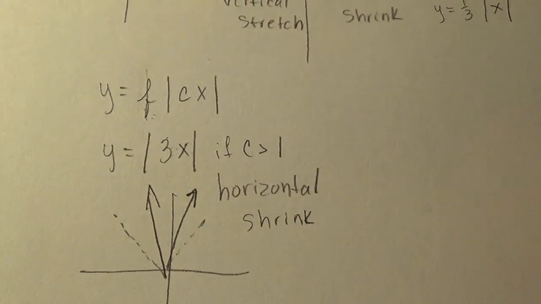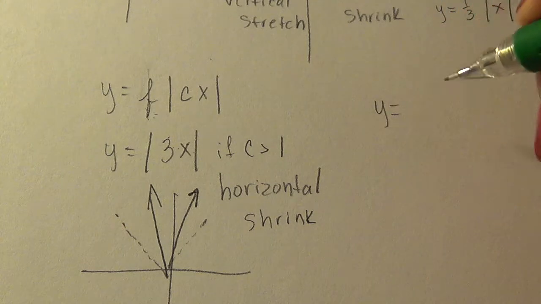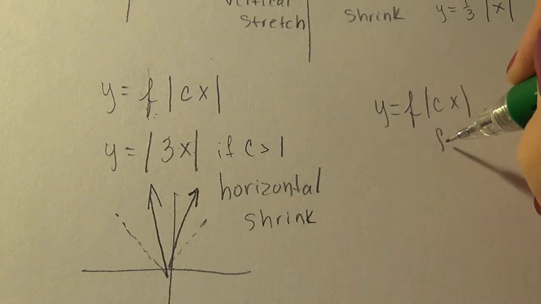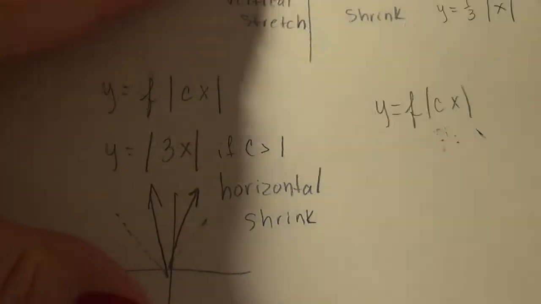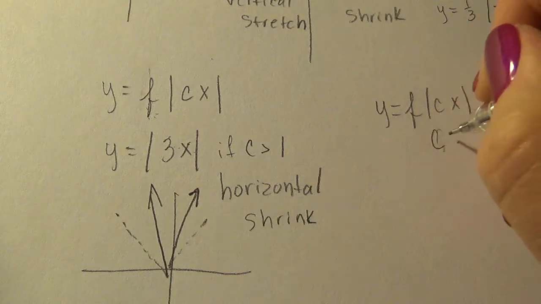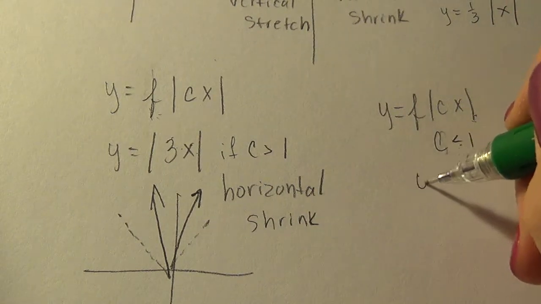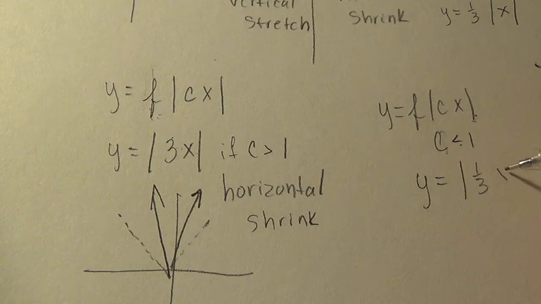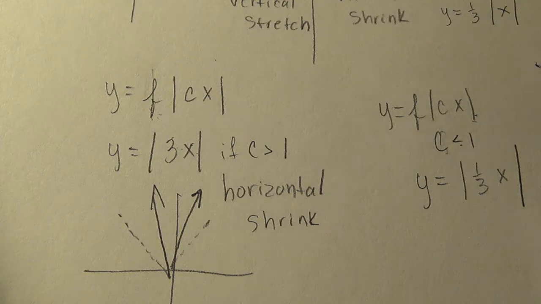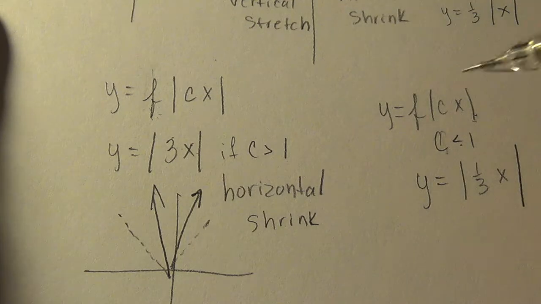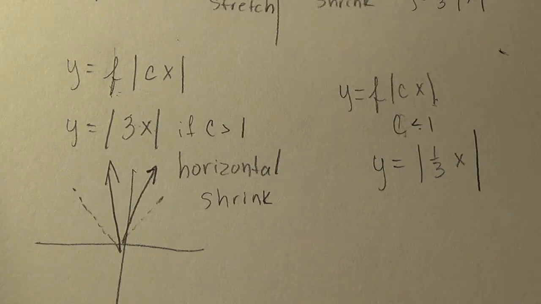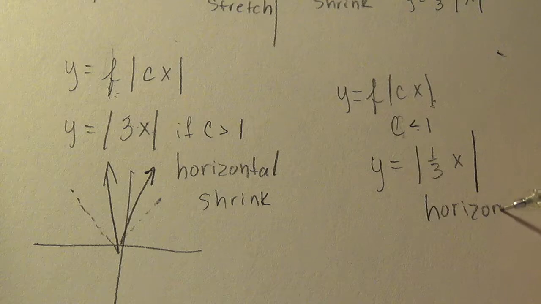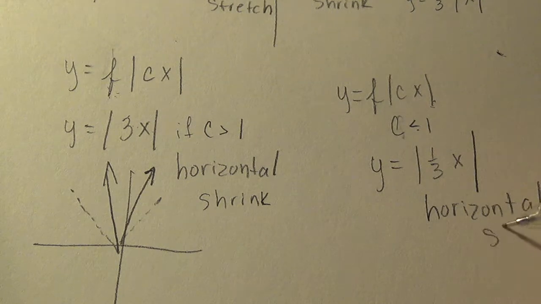Alright, one more. So now I'm going to do y equals f of cx, where c is less than 1. So I'm going to have something like y equals the absolute value of 1/3 x. So the constant, the factor that's been added to the function, is right inside of the function. And guess what it causes? A horizontal stretch.